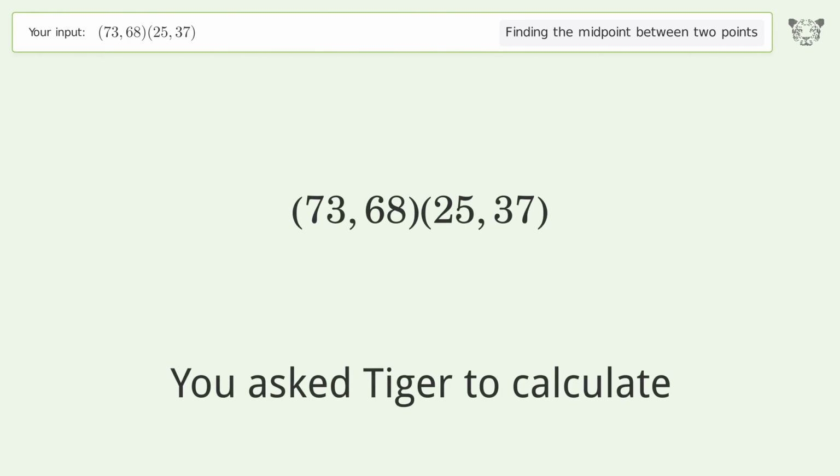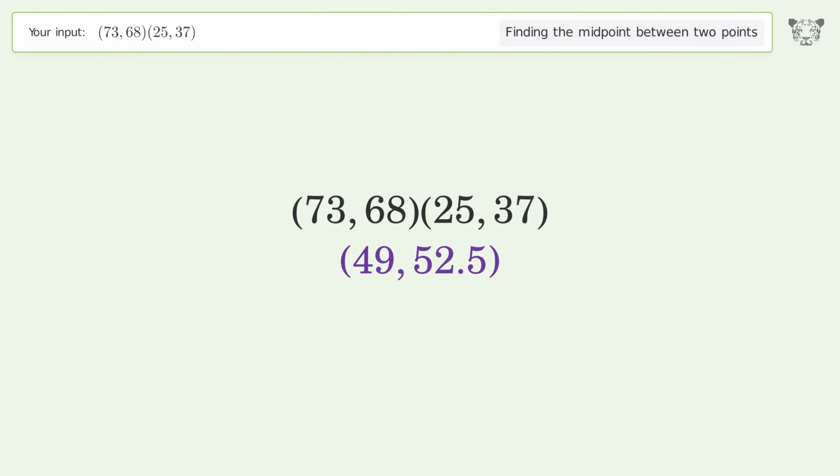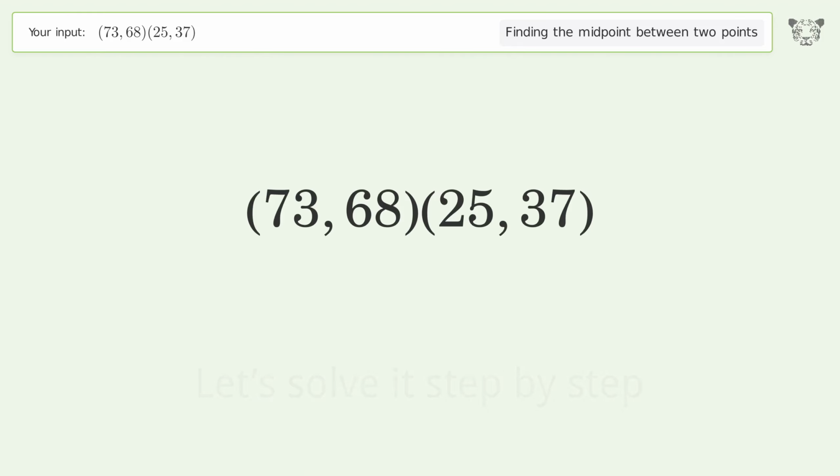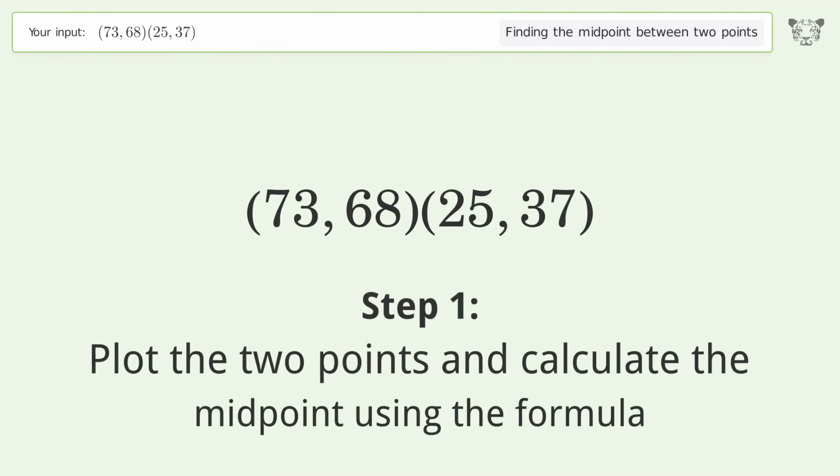You ask Tiger to calculate. This deals with finding the midpoint between 2 points. The midpoint between the 2 points is 49, 52.5. Let's solve it step by step. Plot the 2 points and calculate the midpoint using the formula.